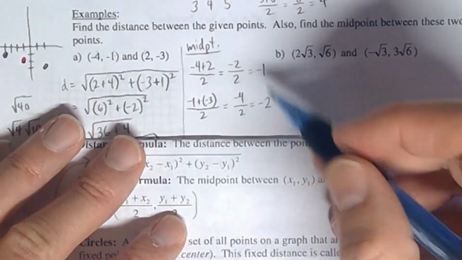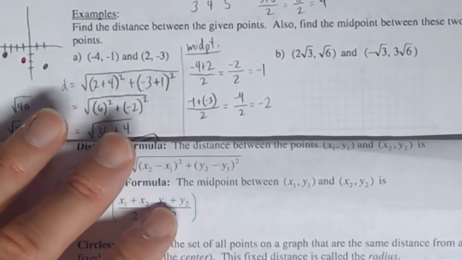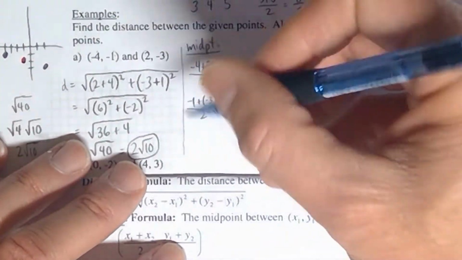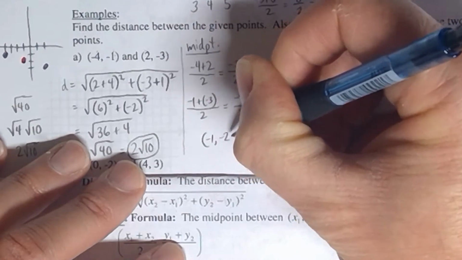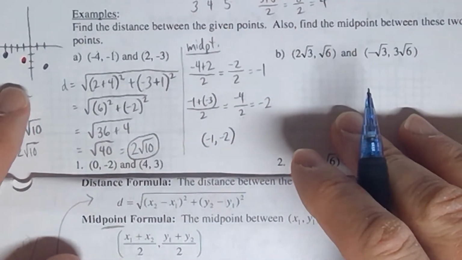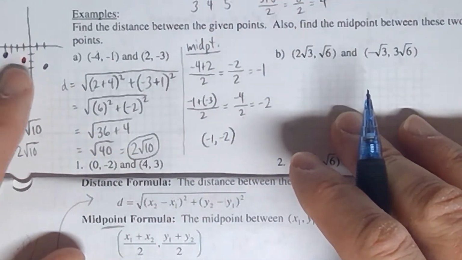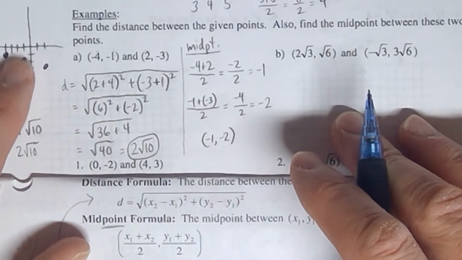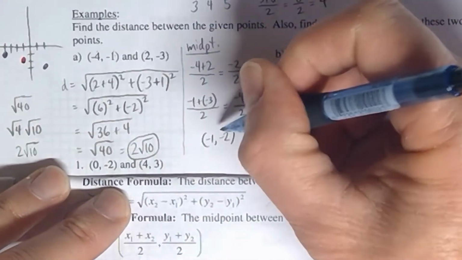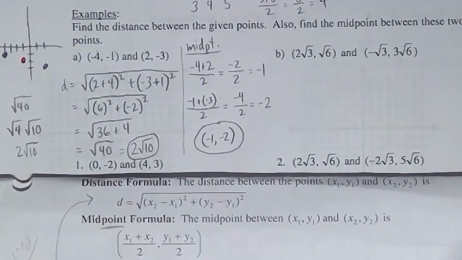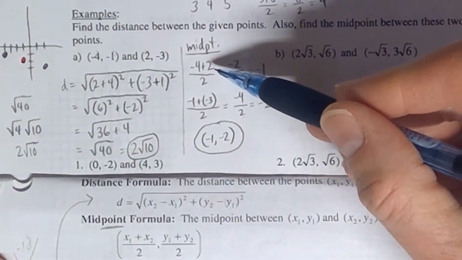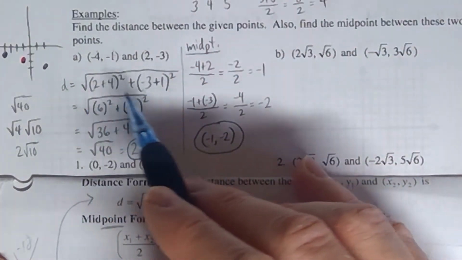Don't just leave your answer separate like this. It asked for the midpoint. So the midpoint means to put the x and y together. And as we suspected earlier when I put that red dot over here, negative 1, negative 2 is truly the midpoint. So midpoint means you add, distance means you subtract.